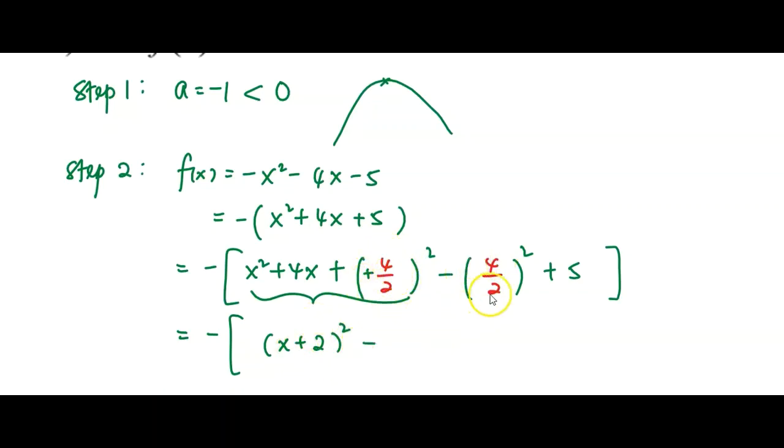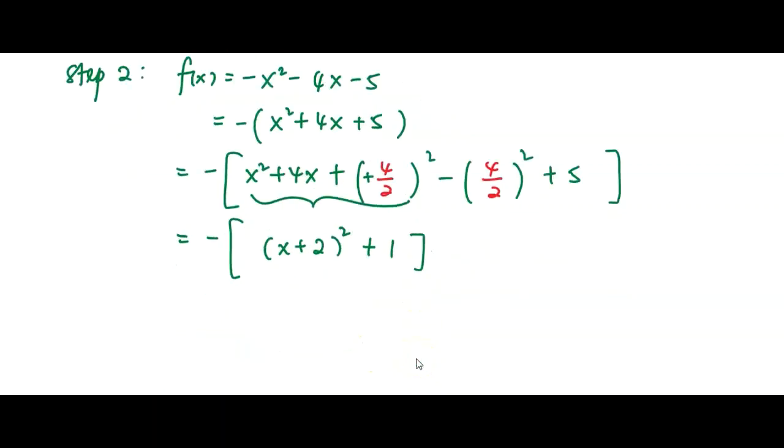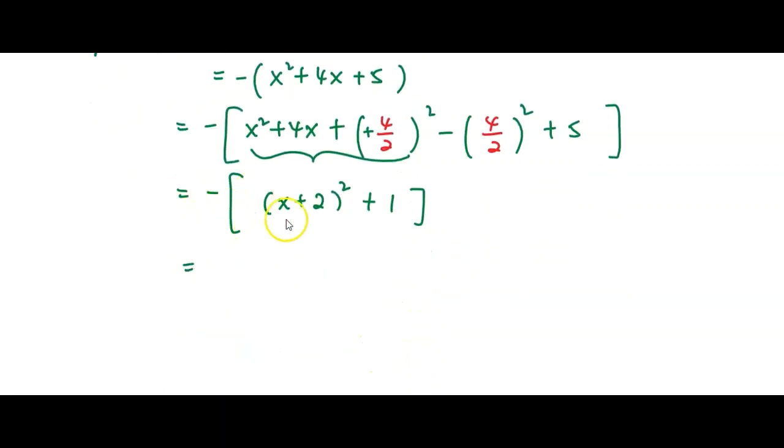And the constant, I just simplify it. 4 over 2 is 2, and 2 to the power of 2 is 4. Negative 4 plus 1, that is negative 3. After I have simplified and multiplied the negative inside, you have this.